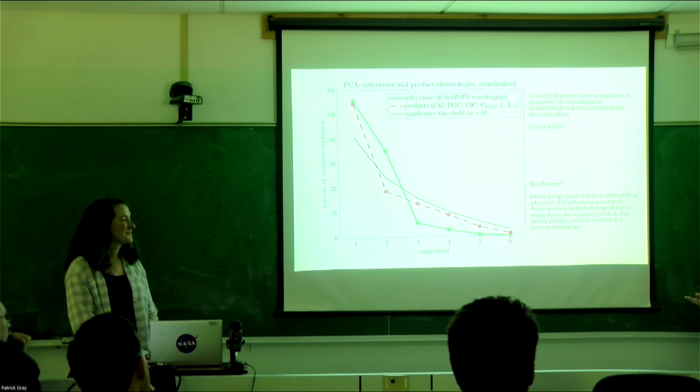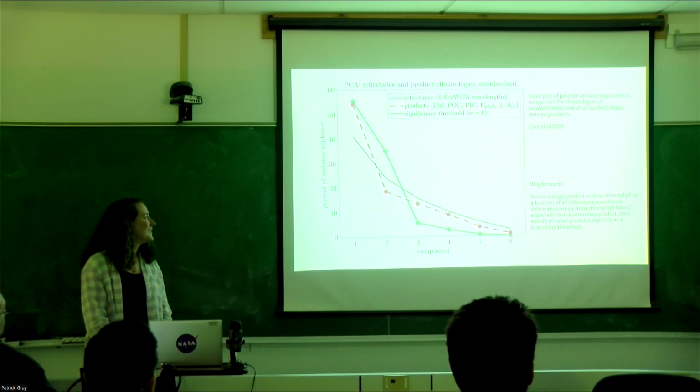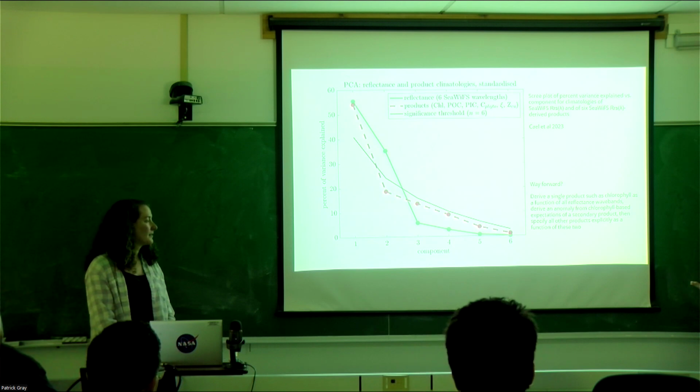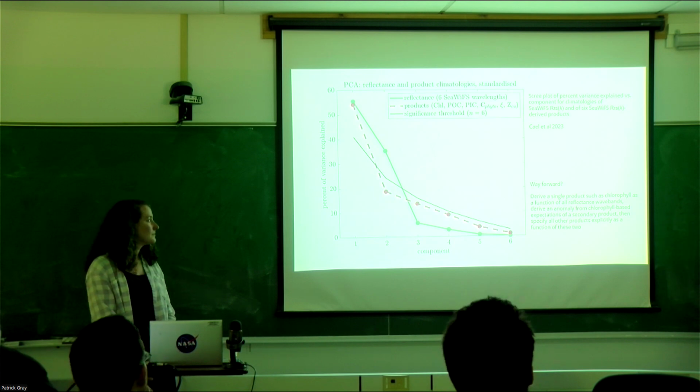And so this is a scree plot comparing the percent variance explained on the y-axis against the components from the PCA on the x-axis. This is an example with CWIFs, and we compared the products, which are in that sort of maroon line, with the reflectance. And again, it shows this high degree of correlation.